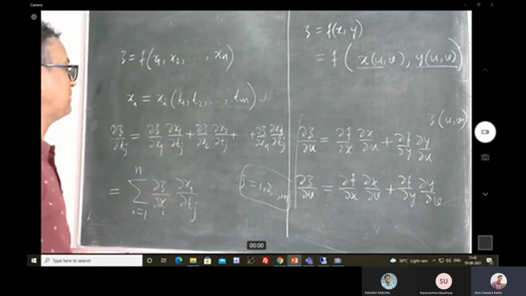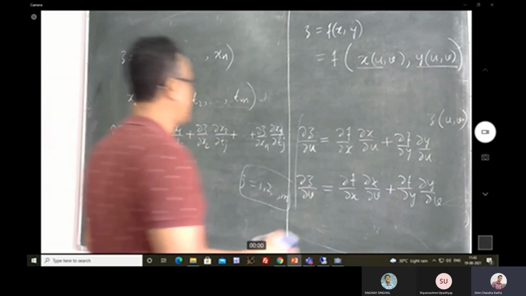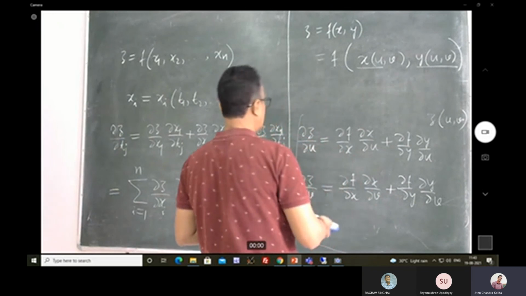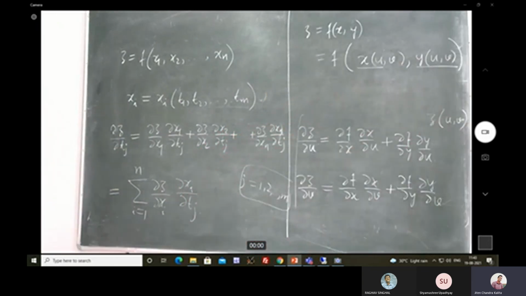Fine. So now I would like to do one more example because so far we have talked only about first order partial derivatives. Okay. So how you can extend it to higher order derivatives? My next example is going to illustrate that, and after that I will go to directional derivative. So maybe let me just quickly run through the slides.